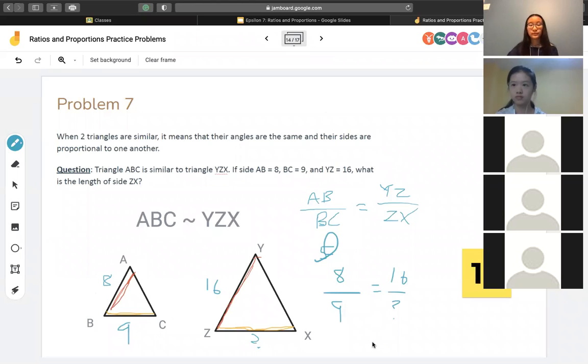Anyone? We have one in the chat. All right, nice. We should, of course, use the normal method because you can see here 8 times 2 equals 16. So we do the same to the denominators. 9 times 2 equals 18. And so then that means that side ZX equals 18. Does that make sense to everyone?